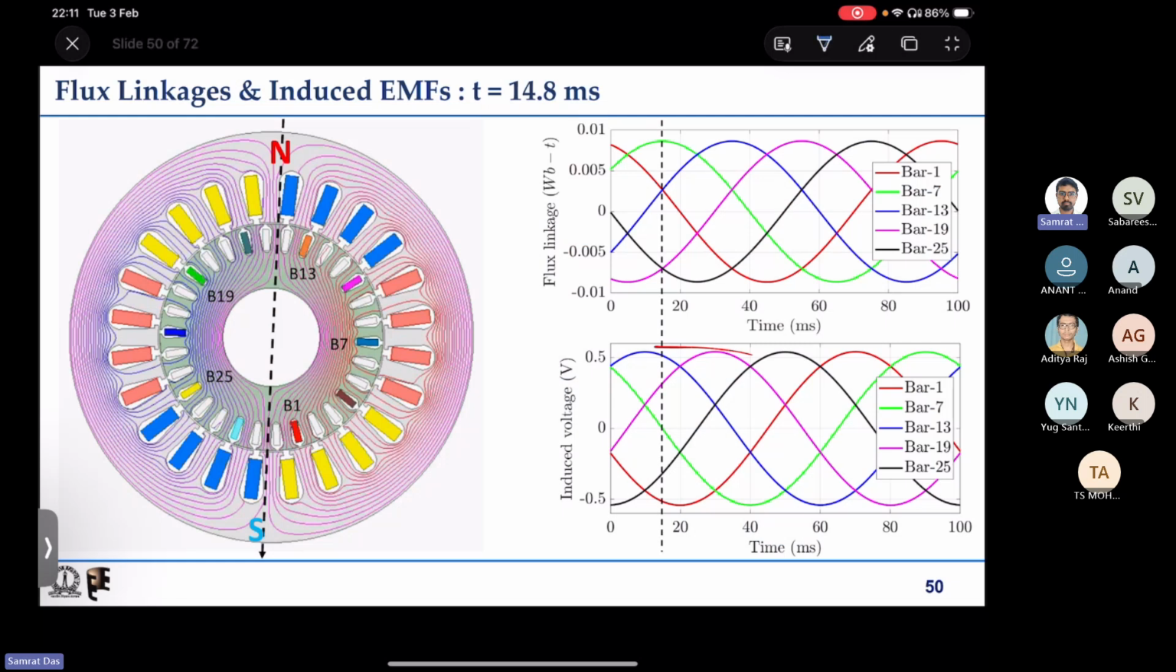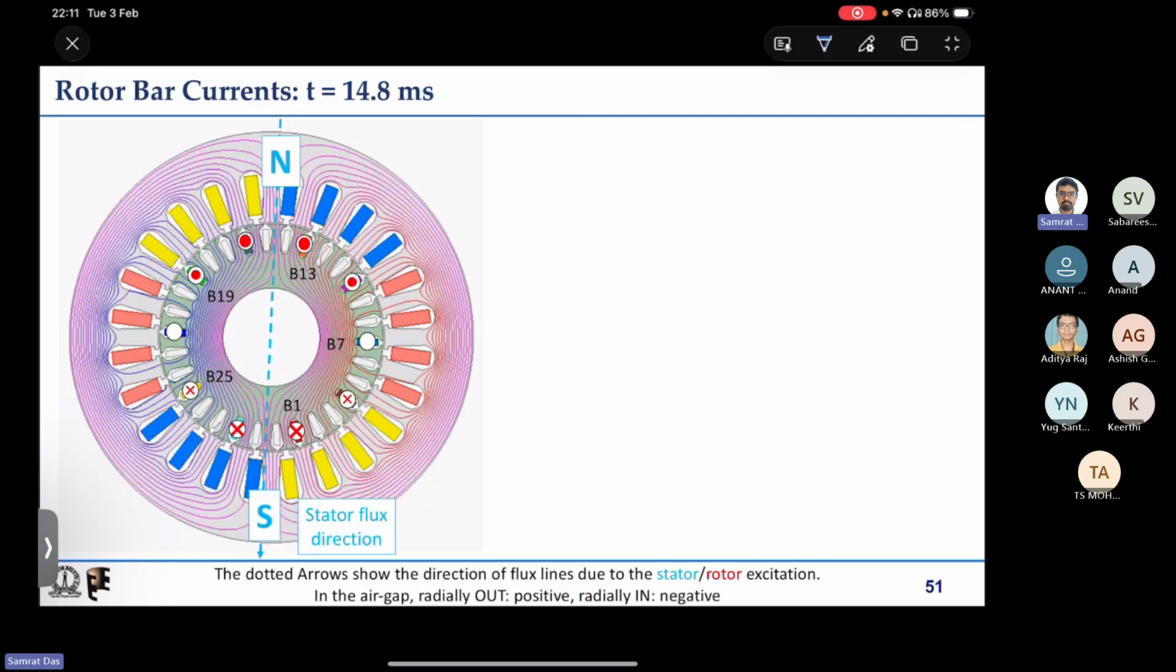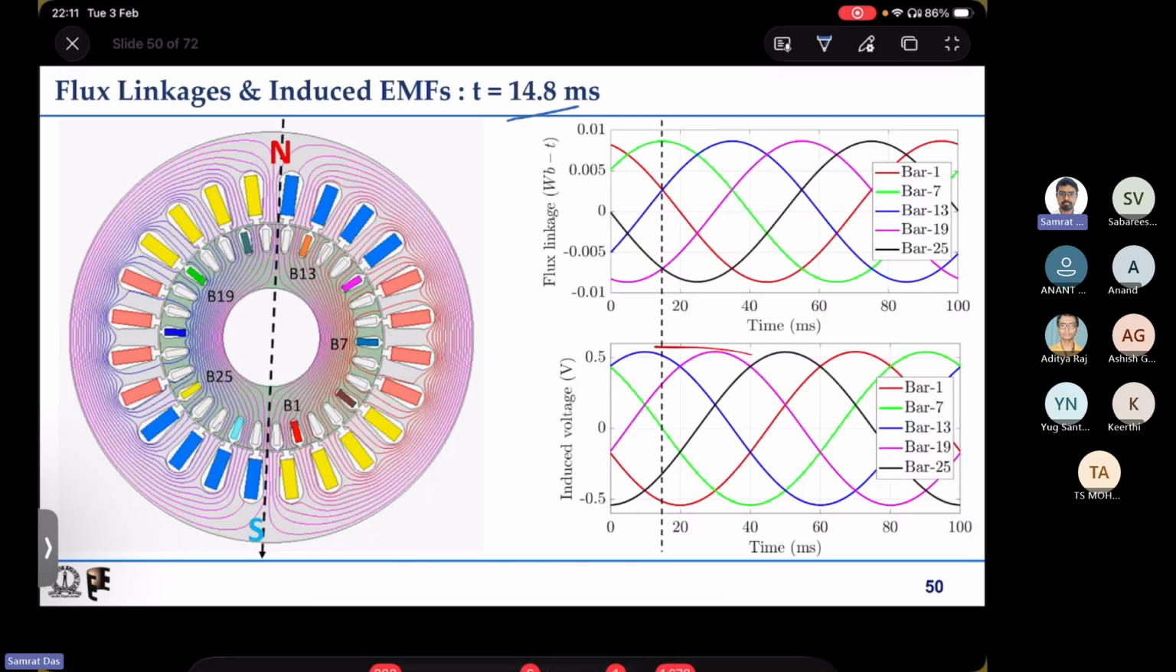So I'll quickly go through them. This is t equal to almost 15 millisecond. Consider it as 15 only. So at this instant, this is how the flux linkages of different bars look like, and this is how the induced EMF look like. So this is the instant which we are looking at. This is roughly 15 millisecond.